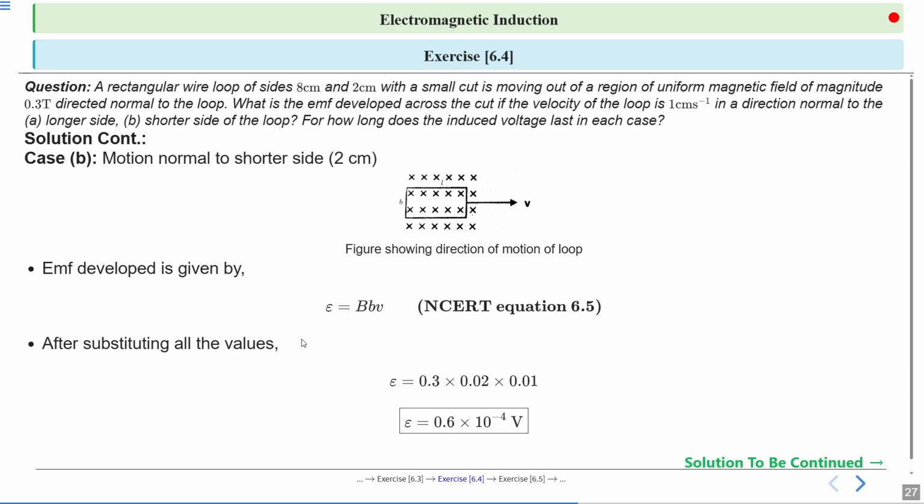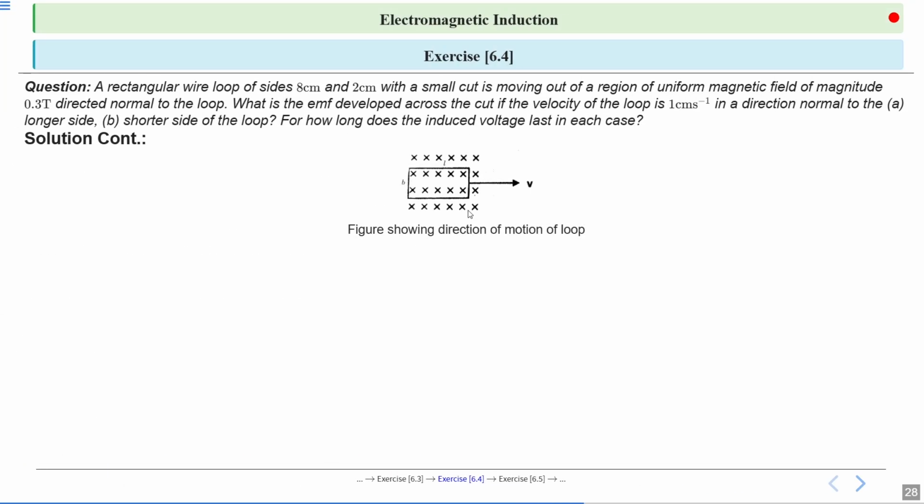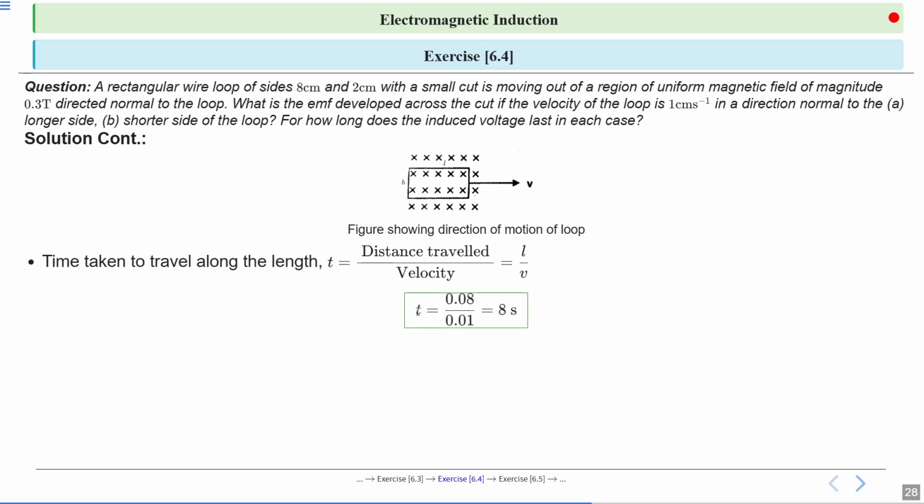And for how much time? We are going to calculate it. Now, to completely come out of this magnetic field region, the loop has to cover a minimum of L distance along this velocity. So time taken to travel along length, T is equal to distance travelled upon velocity, which is equal to L upon V. So T is equal to 0.08 upon 0.01, which is equal to 8 seconds.